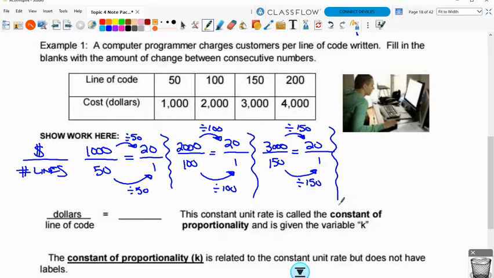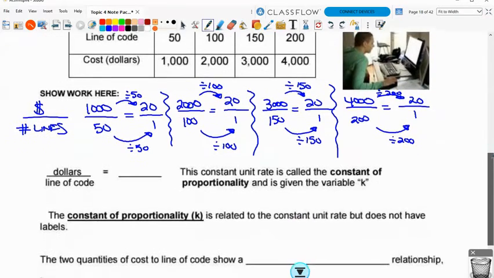Finally, our last set of data said it was $4,000 for 200 lines of code. Get your unit rate, again, by dividing by the denominator. 200 divided by 200 is 1. 4,000 divided by 200 is going to give us 20. So we have a unit rate of 20 over 1. Notice that in each case, each ratio simplified down to the same unit rate of 20 over 1.